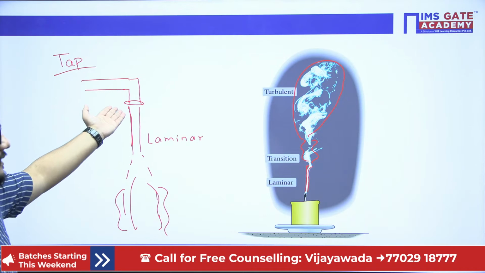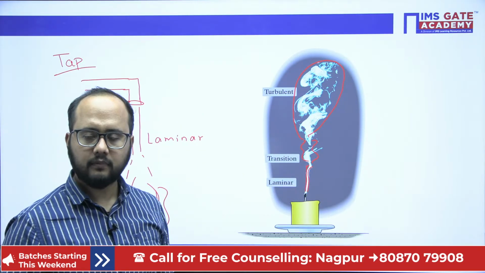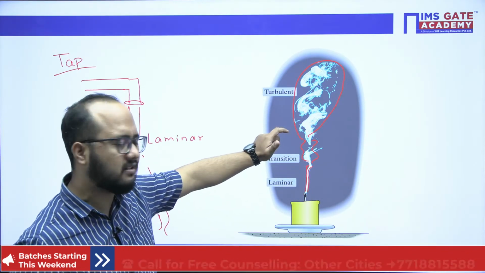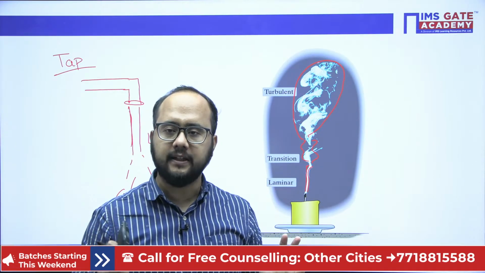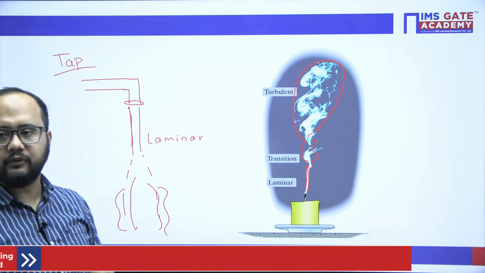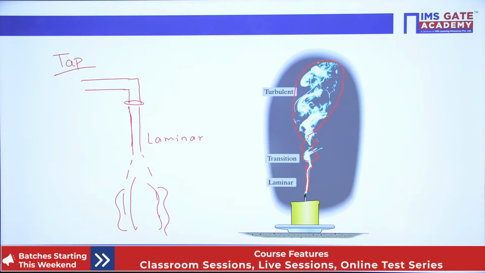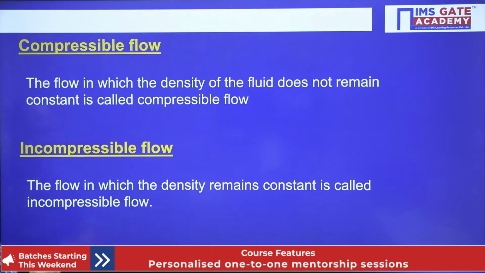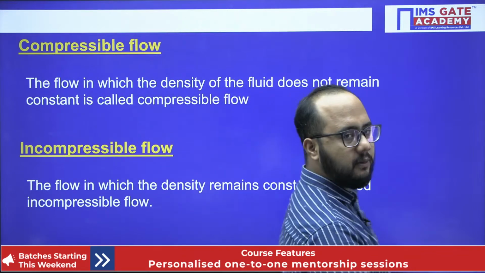I've taken the example of the tap, and the example of this candle. Initially you will see a well-defined flow, after that some disturbance, and after that complete disorderness, complete randomness. I hope the point is clear, everyone, right? Okay. Now the next point, guys: compressible and incompressible flow, very important.